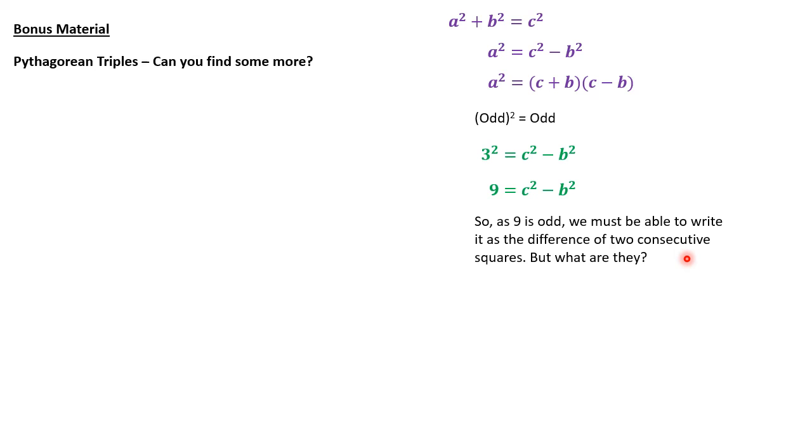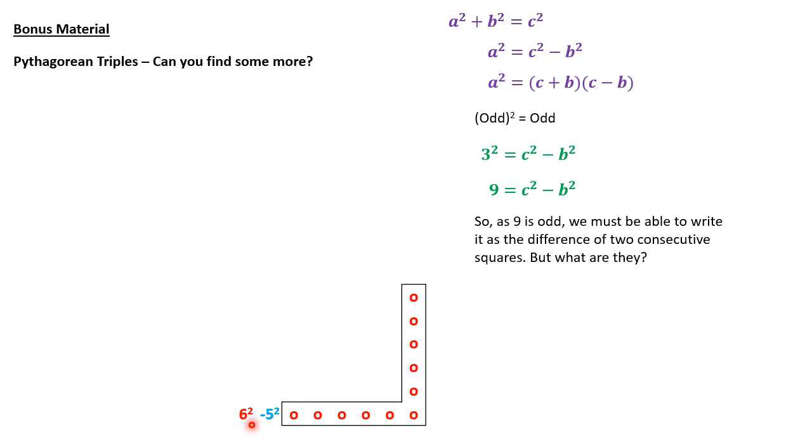But what are they? So c and b must be adjacent to each other on the number line in terms of integers, 1 apart. What could they be and how do I figure it out? So remember what we mean by them being adjacent. 5 and 6, when we subtracted them, we got an odd number of dots. So 5 and 6, we squared them and subtracted them, we got 11.